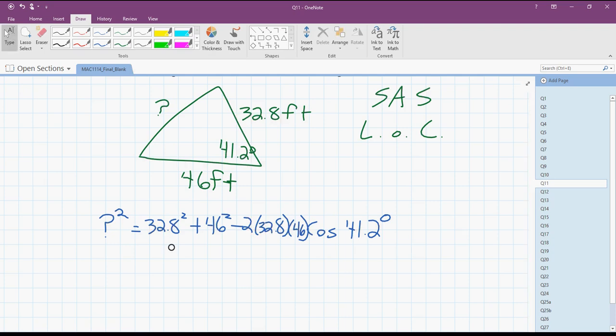All you got to do is go put this into your calculator and get whatever number this thing kicks out, and then take the square root of it. Just type this into your calculator the way you see it, and once you get that answer, take the square root of it, and you're done. And you're going to round to the nearest tenth.